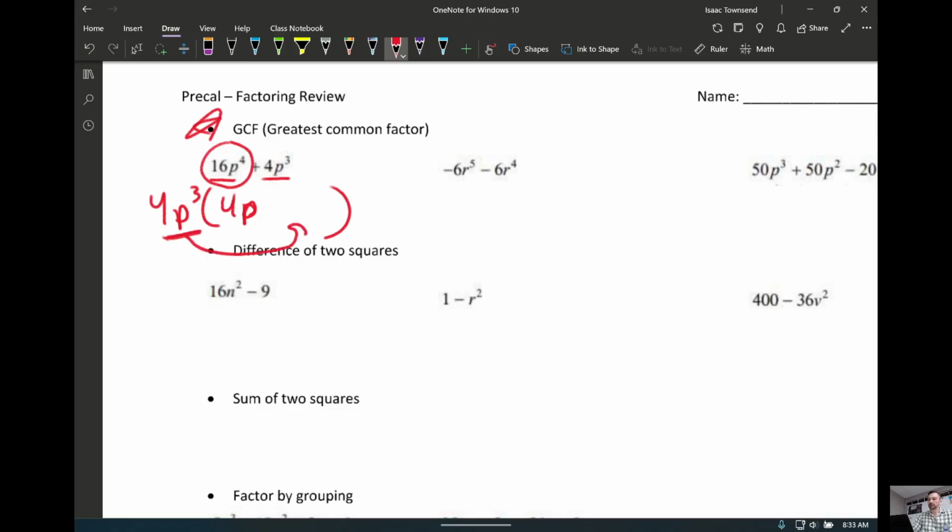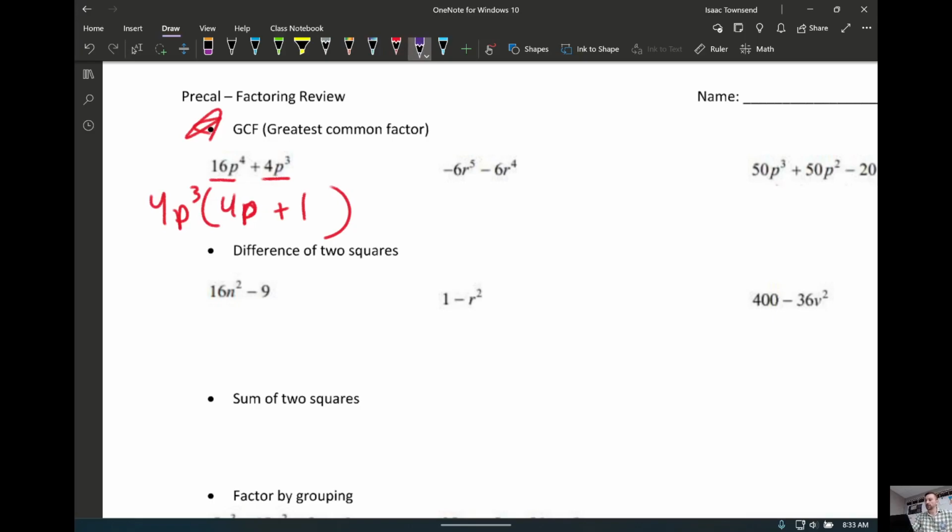And the GCF times this needs to give me my second term. So you have to put a plus 1 there. 4p to the third times 1 gives you 4p to the third. Now, if you don't remember, factoring is just really undoing multiplication. So all throughout your math career, you've been doing that. You learned how to add, and then you learned how to undo it with subtract. You learned how to multiply, and then you learned how to undo it, divide. Well, factoring is really just undoing multiplication. It's just an algebraic way to do that.